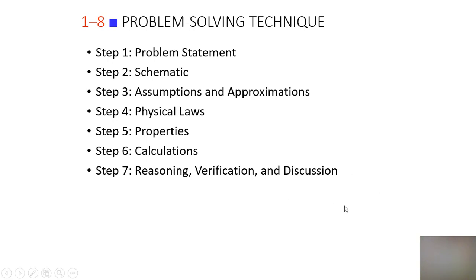This is not mathematics. So if you get 500 newtons, you need to explain what 500 newtons means in terms of the problem that you are solving. Is it a large force? Is it a small force? Is it reasonable enough? Can it be verified? Can you discuss the answer that you have?